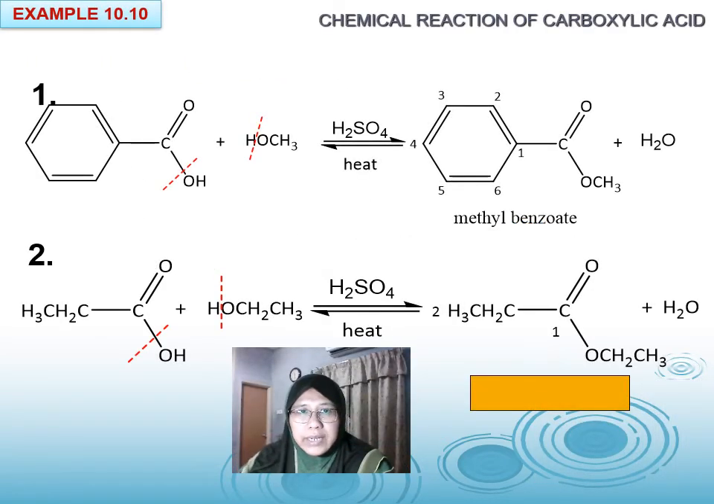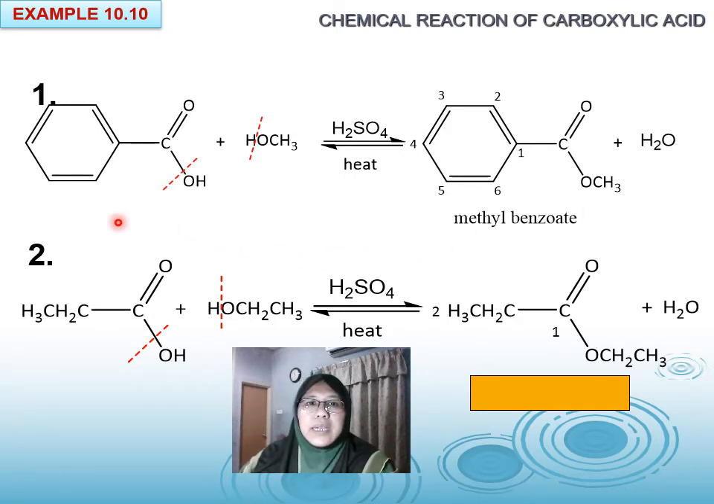Example 10.10 is regarding esterification. So one carboxylic acid is given to you here. Then we make a cleavage at OH for carboxylic acid, at H for alcohol. We combine them together and this name is methyl benzoate.